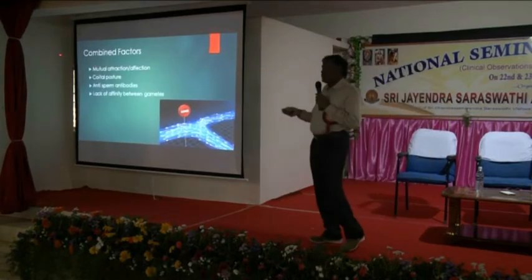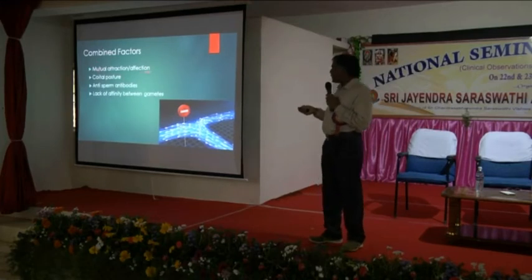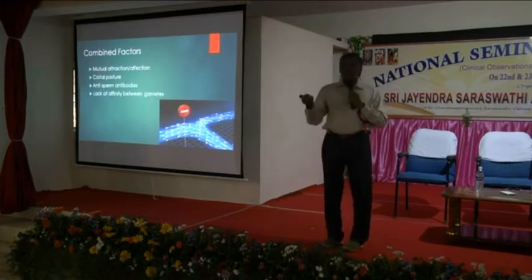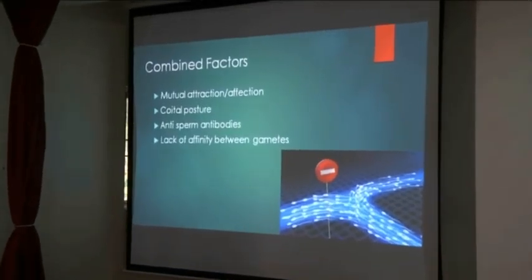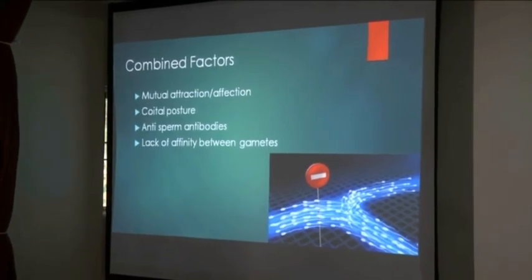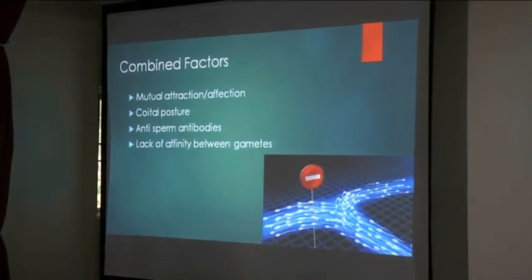Then combined factors, as I told, the maturation arrest or affection. Between male and female, they should have affection. They should not have only the mechanical participation. They should have affection. And then coital posture is very, very important. Sometimes we need to show the sketches for them, how to participate, which is the proper posture. I have a few conceptions by only correcting the posture. They don't have proper posture.